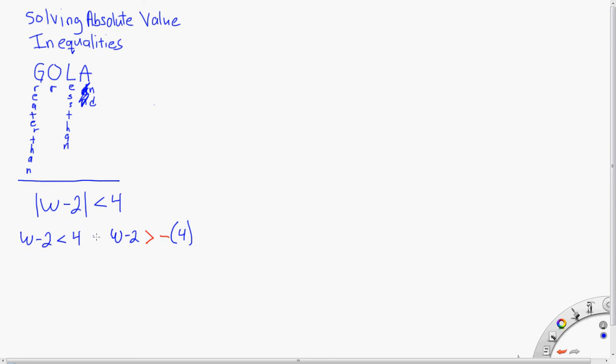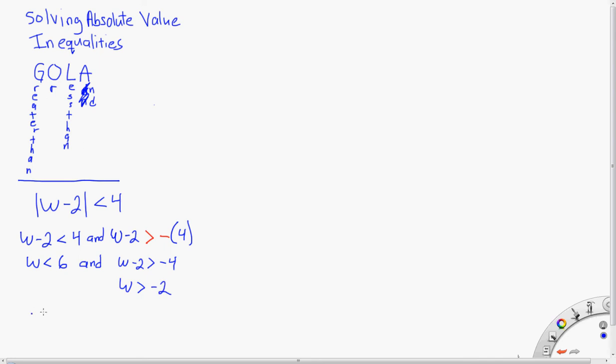And we're good. Now the symbol that goes here is what's important. So we began with less than, which is an L. So this is going to be an and. So if we solve this, W is less than 6 and W minus 2 is greater than negative 4. W is greater than negative 2.